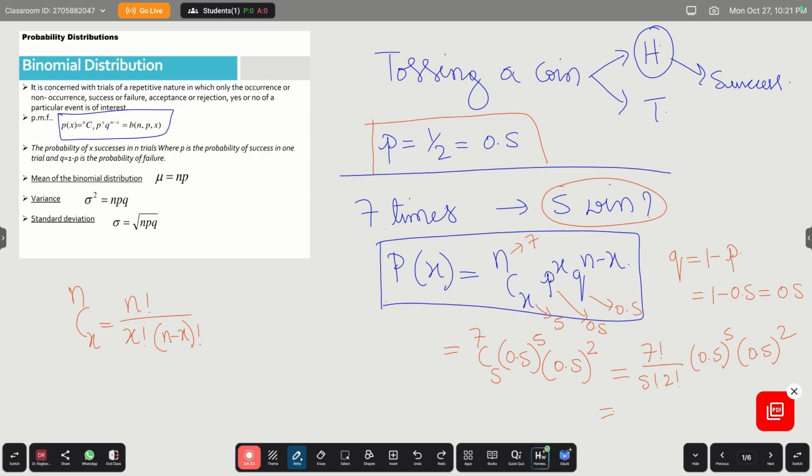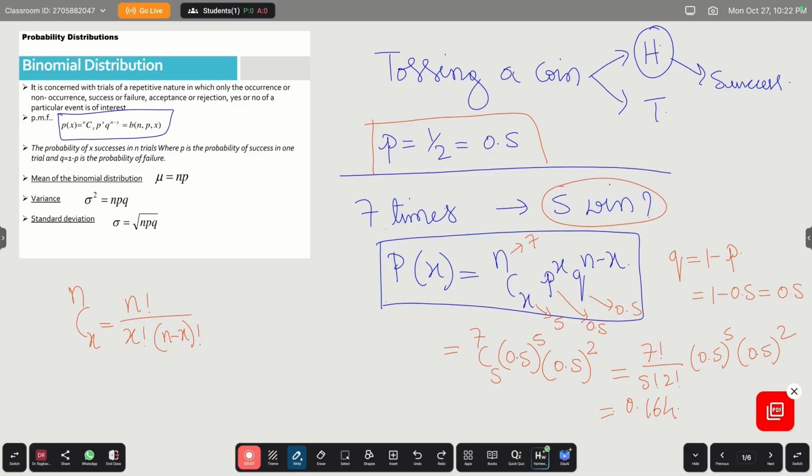When you do this calculation, you know that 7C5 will be 21, and multiplied by these two values will give you approximately 0.164. That means almost a 16% chance is there that 5 times I'll win this game. 7 times we are playing, and the probability of winning 5 times is 0.164. So hope you have understood when to apply binomial distribution.